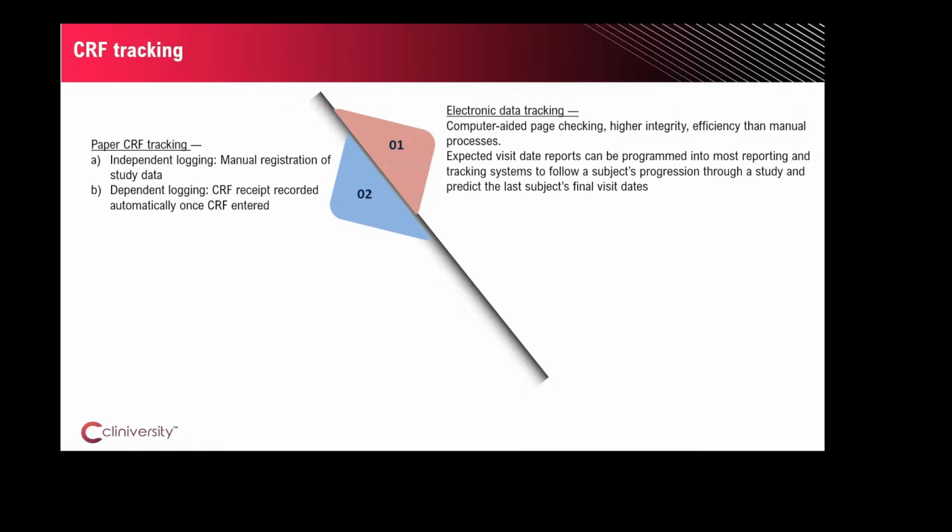Now, the data receipt may be recorded in the CDMS, although there could be other tracking mechanisms or systems in place as well. In a dependent logging, this is more of an automatic approach. So tracking happens automatically once the data has been entered in the CRF. The good point about this approach is that it eliminates an extensive and expensive manual process of tracking the CRFs, replacing it with an electronic process in which tracking is a cost-free result of data entry.